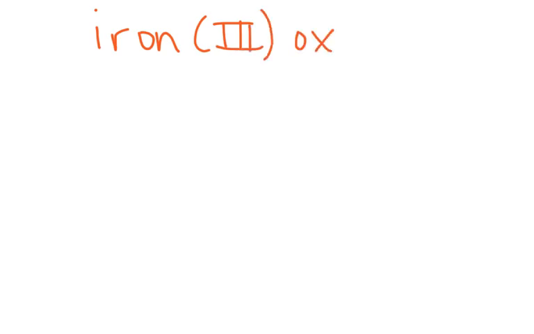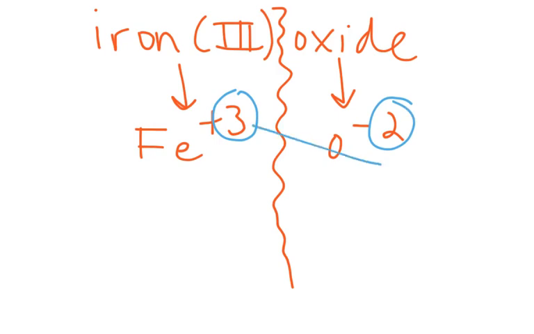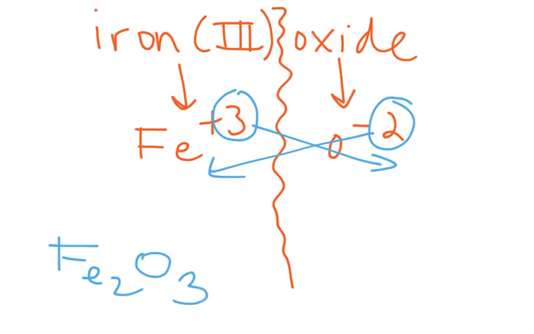The next one I have for you is rust. Rust is iron 3 oxide. And again, iron we know is a metal, so we're going to go ahead and draw this squiggly line. O minus 2 and Fe plus 3. The numbers are 3 and 2, and let's cross those over. So iron 3 oxide is Fe2O3.